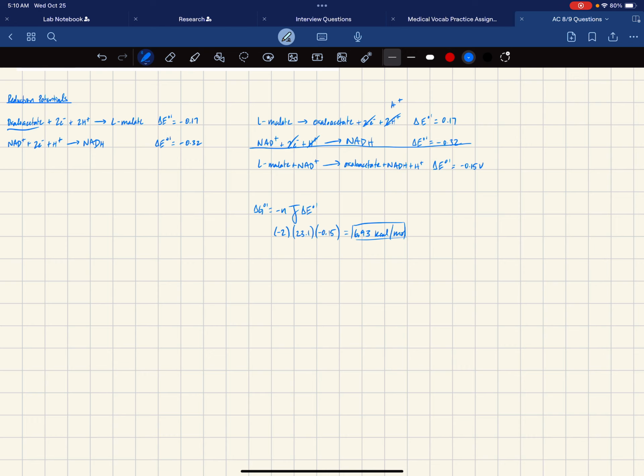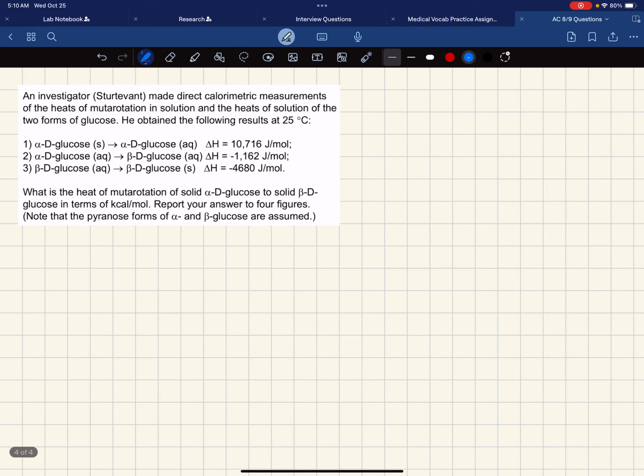Next question is really similar. I just wanted to go over it because he does some weird things with units here. Basically, it's another Hess's law question where you just have to add these reactions in a specific way. And so, he's asking for the heat of mutarotation, you want your equations to add up to solid alpha D glucose to solid beta D glucose. But you do want your answer, and just pay attention to these things when you do these questions, he wants your answer in terms of kcal per mole, and he's given you all of these values in joules per mole.